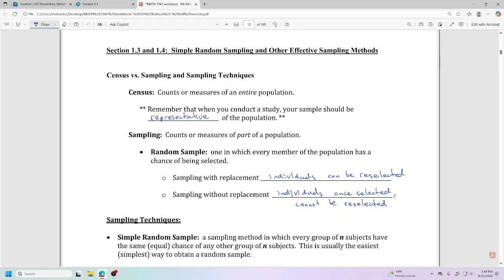What if I'm going to use this classroom as representative of the state of Texas? Now we're starting to get a little bit weirder, right? I don't know about that. What about if I say this classroom, we're going to use this as representative of humans on planet Earth?